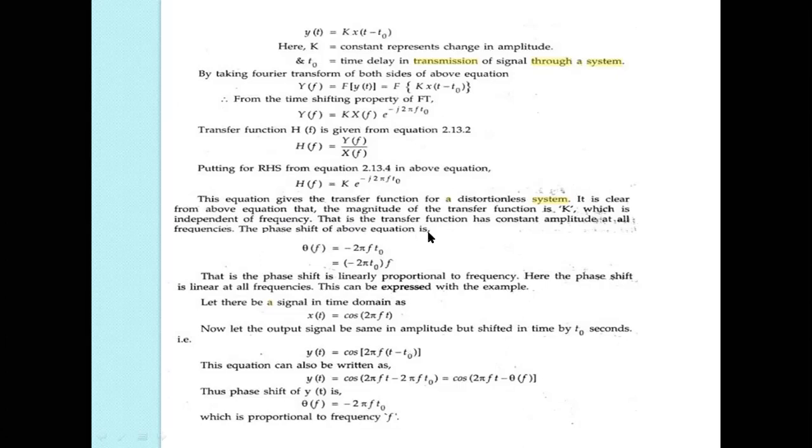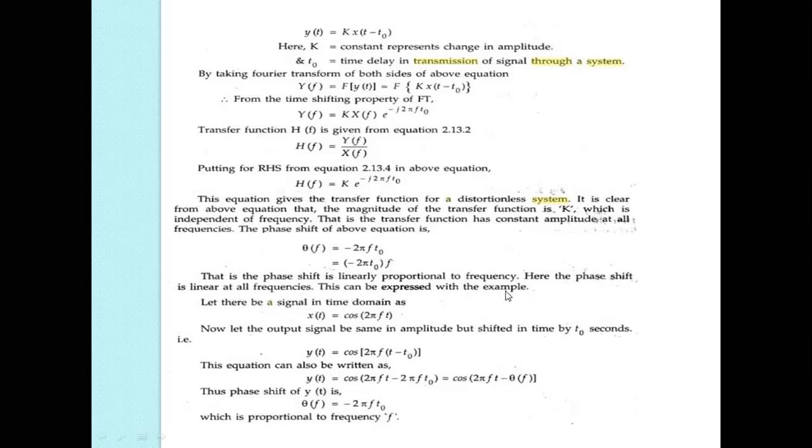But the phase shift, see the above equation, depends upon the frequency. Theta of f is equal to the coefficient of j here. Theta of f is equal to minus 2 pi f into t naught, or minus 2 pi into t naught into f. See the f here. So it depends upon the frequency. That is, the phase shift is linearly proportional to the frequency. Here the phase shift is linear for all the frequencies.